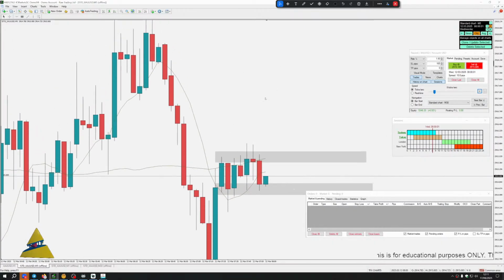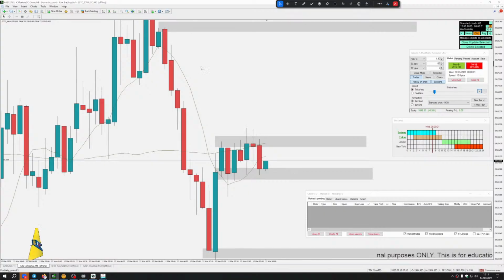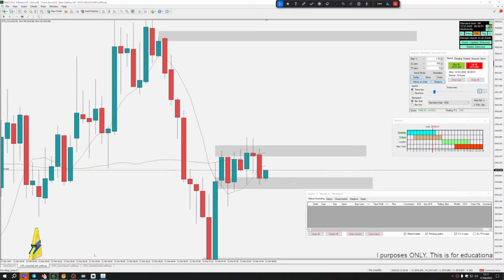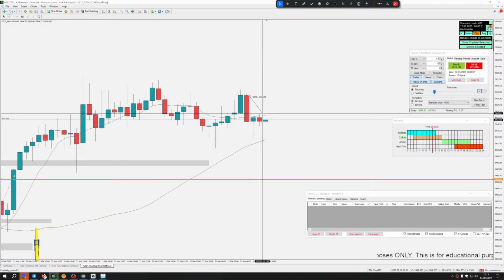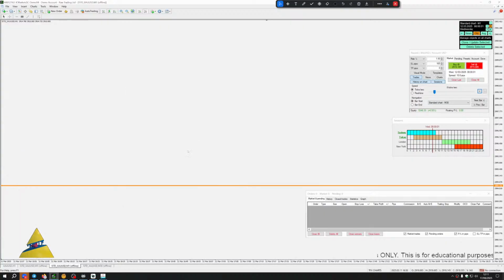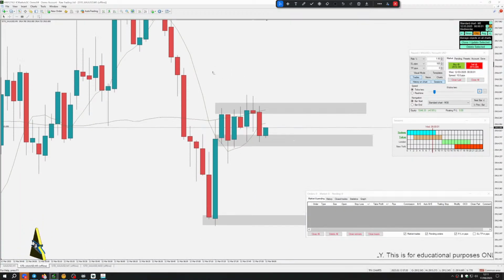Clean range to move up, clean range to move down. Yeah, if we move up, we have a range here. This range is 270 pips, I think. Wait, no, 27 pips. My bad. I think this is a 27 pip range. Yeah, 27.7 pips. I was like, wow, 200 pips? I was already getting excited here. I think this is 27 pips.